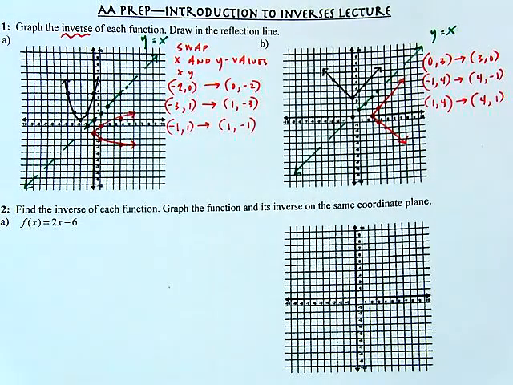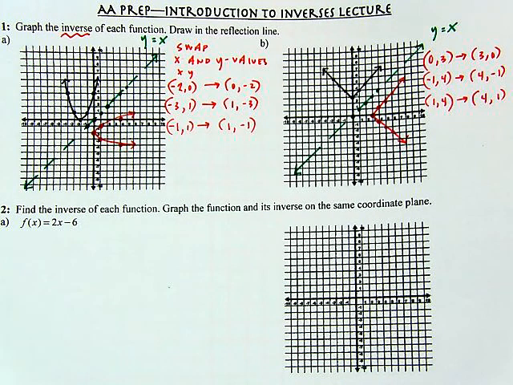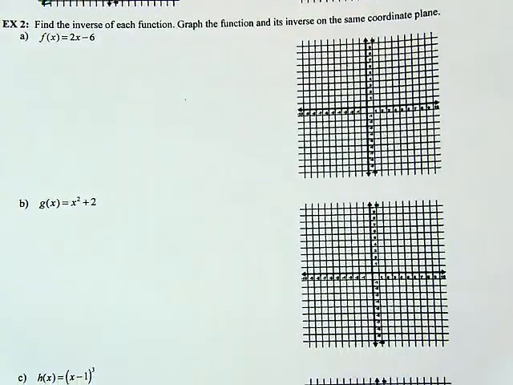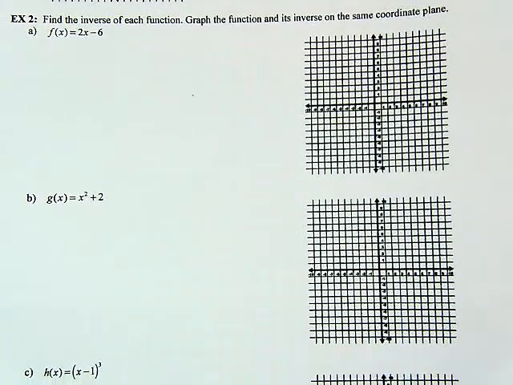Okay, so again, if we are given a graph and we want to find the inverse, we literally just swap the x and y values. We know that we should have a reflection over the line y equals x. Okay, in example 2, we're going to find the inverse of each function, and then we're going to graph both on the same coordinate plane.